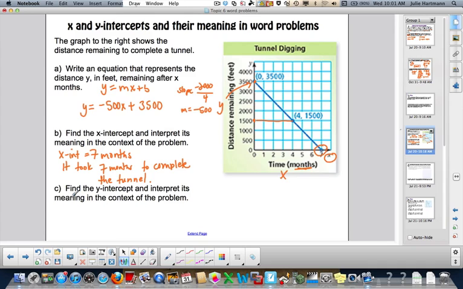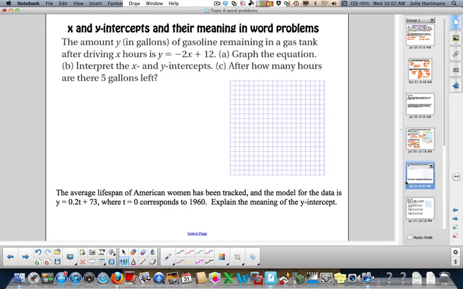Part C, find the y-intercept and interpret its meaning in the context of the problem. Our y-intercept is 35, so that is 3,500 feet. And what does that mean? Well, at time 0, we had 3,500 feet to go. So that means we have to dig a 3,500 foot tunnel. That's what you have left. So your starting point is 3,500 feet. And that's it. Okay, let's look at another one.